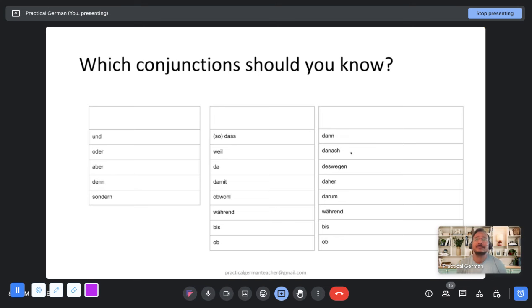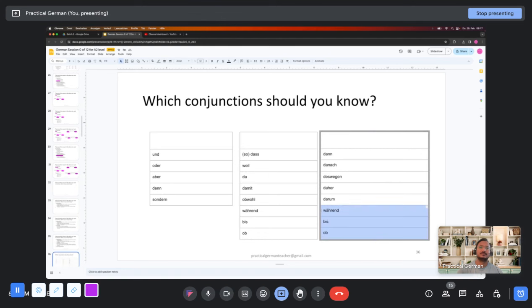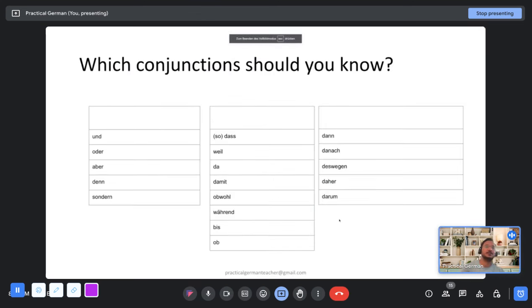Dann, then. Danach, after that. Deswegen, that is why. Daher, darum, also wherein, during, bis, till, ob. Yeah, I think it's a mistake, it should not be in this column. Okay, so wherein means during, but you said you forgot. That is true. Many of you who are noting this down, if you don't revise, you will forget the meanings.